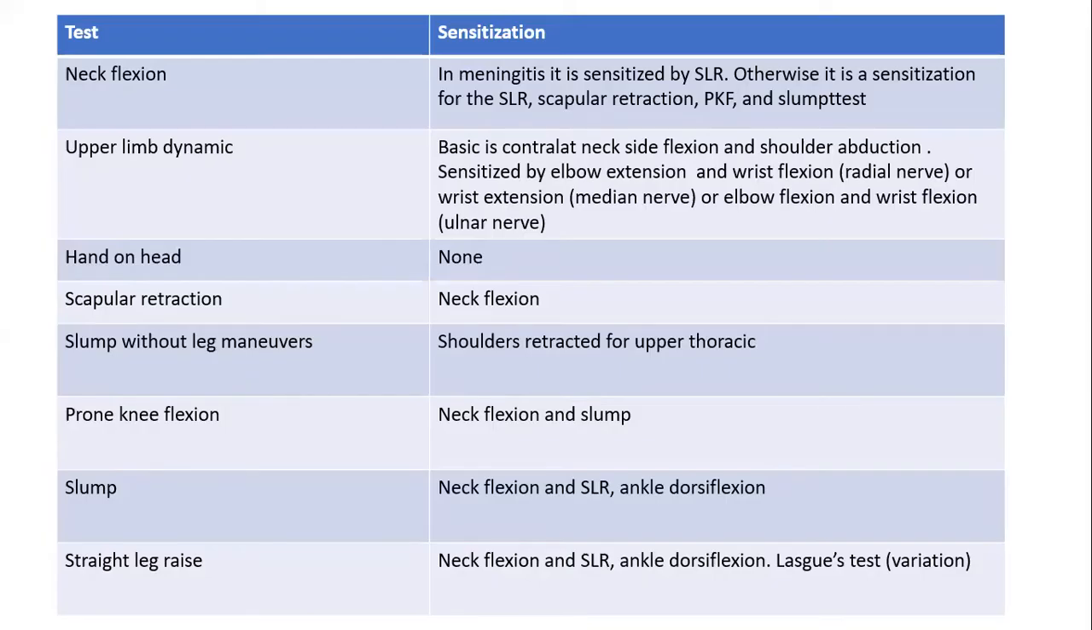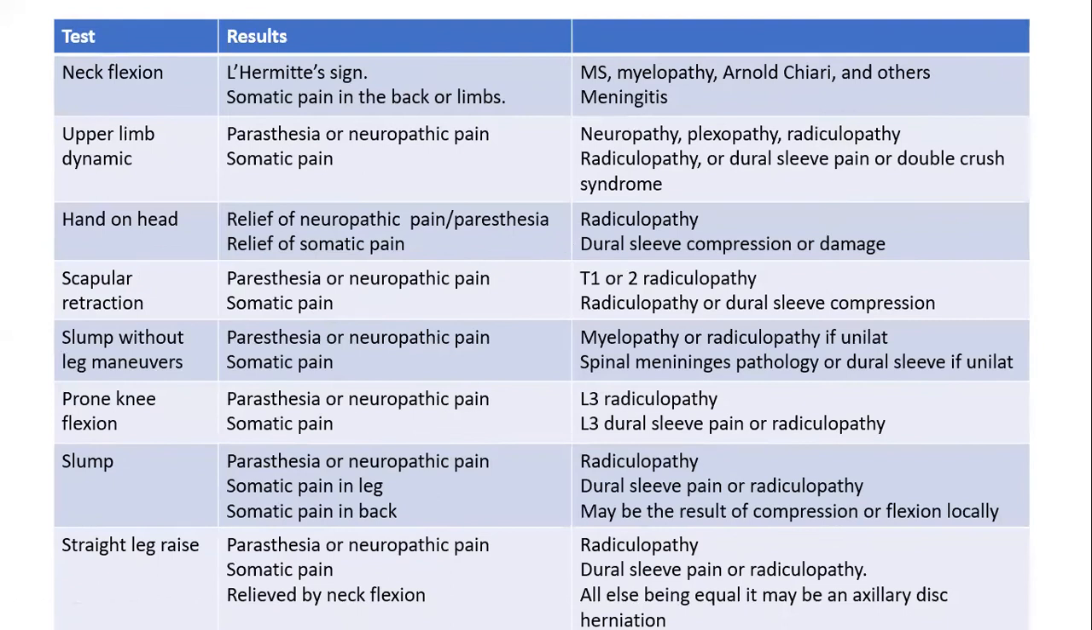Okay, any questions on any of that? Okay, so these are positives. Neck flexion, Lhermitte's sign is undoubtedly the most dangerous thing you're going to deal with here, the most urgent thing you're going to deal with, okay? Upper limb dynamic tension test, neuropathy, plexopathies, radiculopathies, all of these can do it.